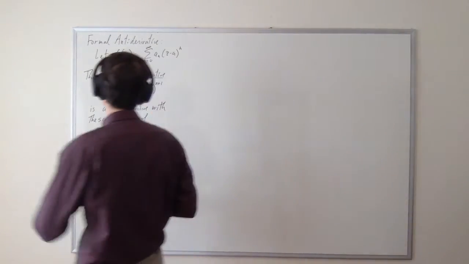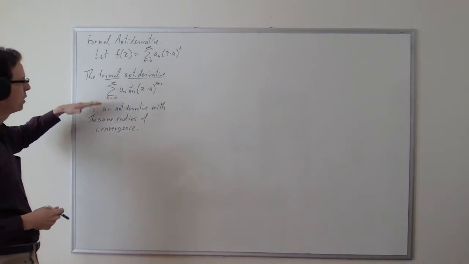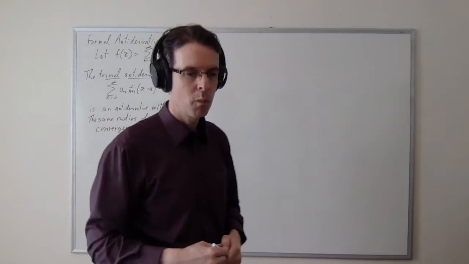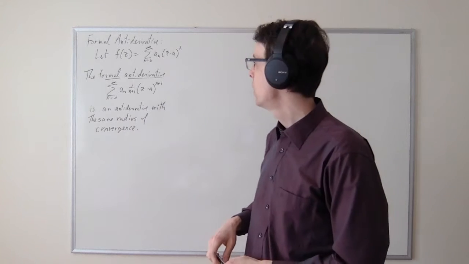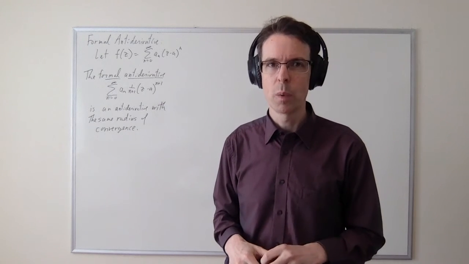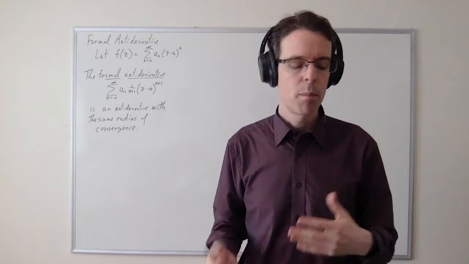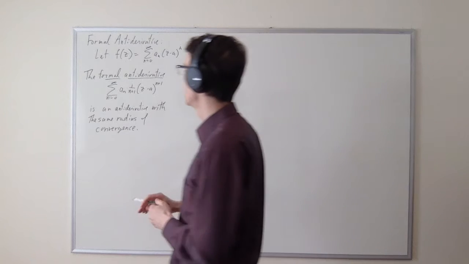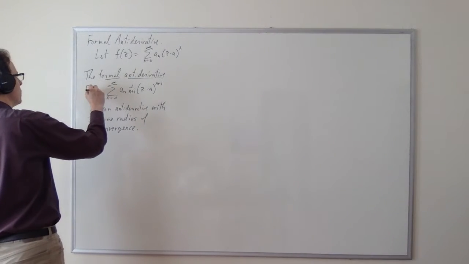The theorem here is that the formal antiderivative is truly an antiderivative, and not only that, it has the same radius of convergence. The proof for the formal derivative was super hard, and you expect integrals to be harder than derivatives, so you expect this to be really hard, but it's not. It follows as an immediate consequence of the statement about formal derivatives.